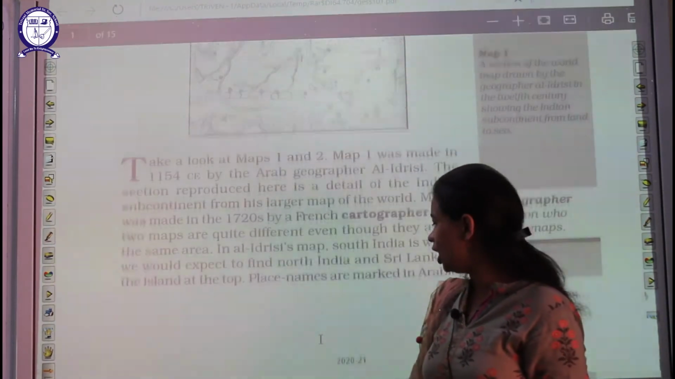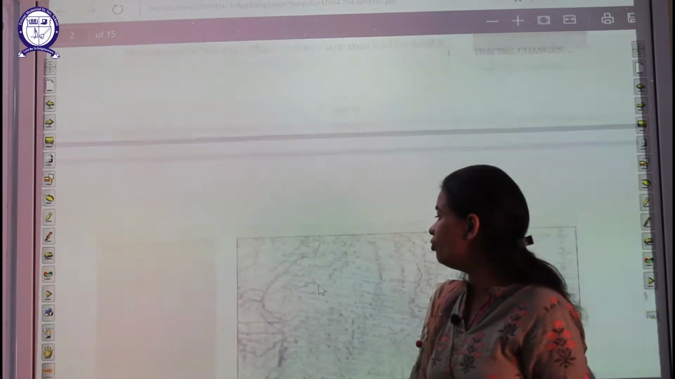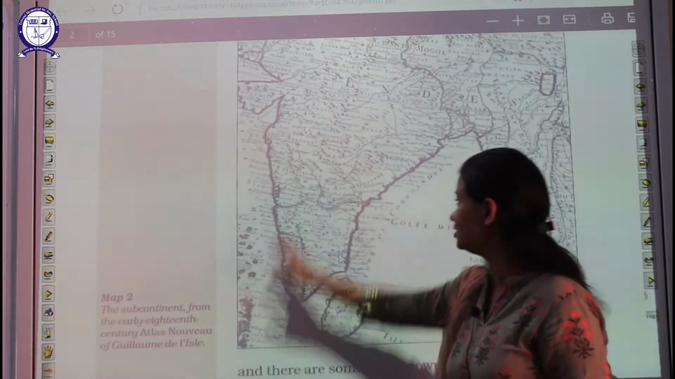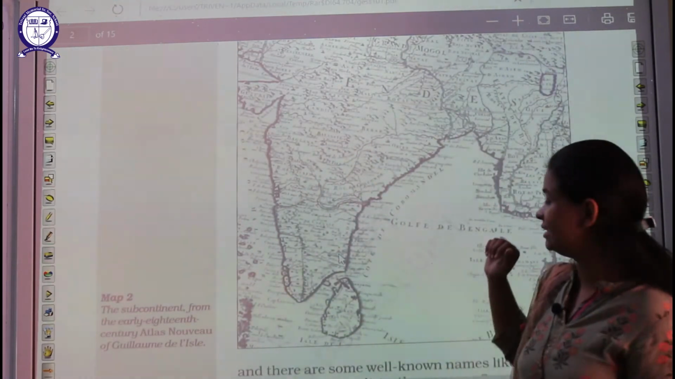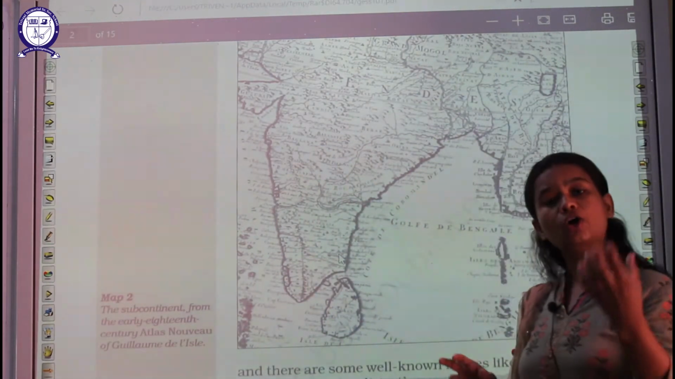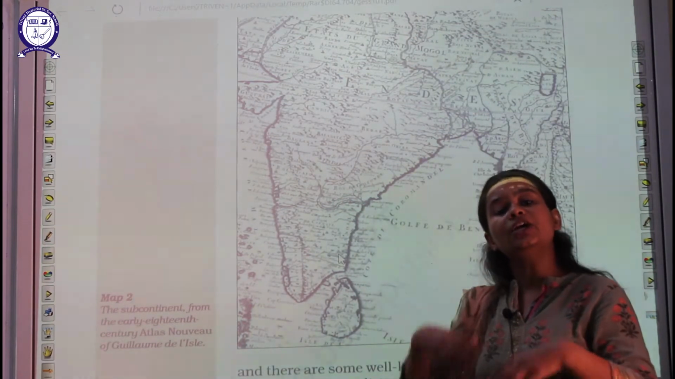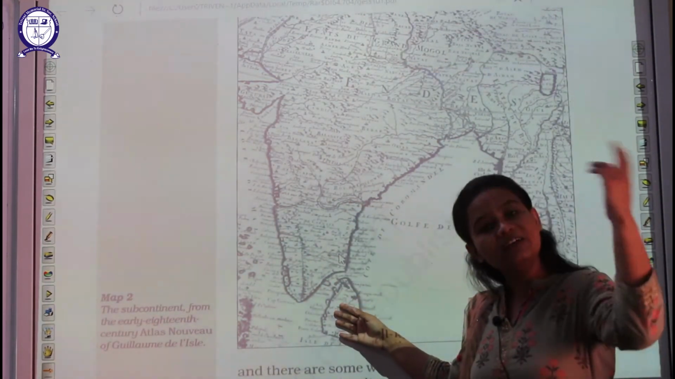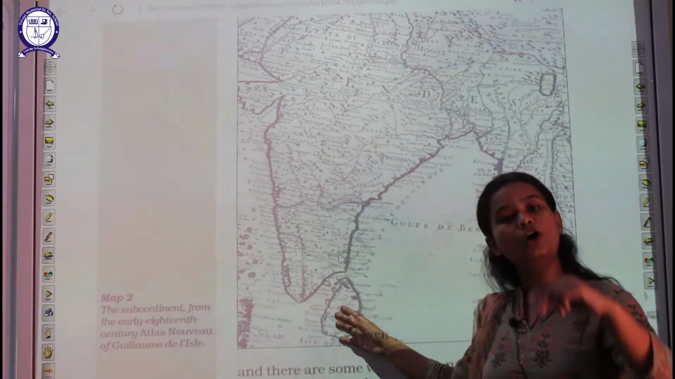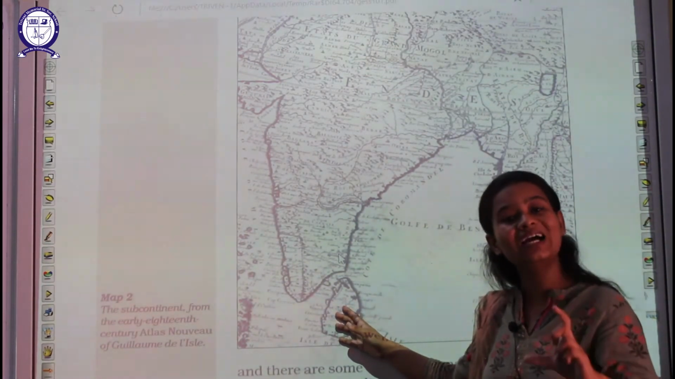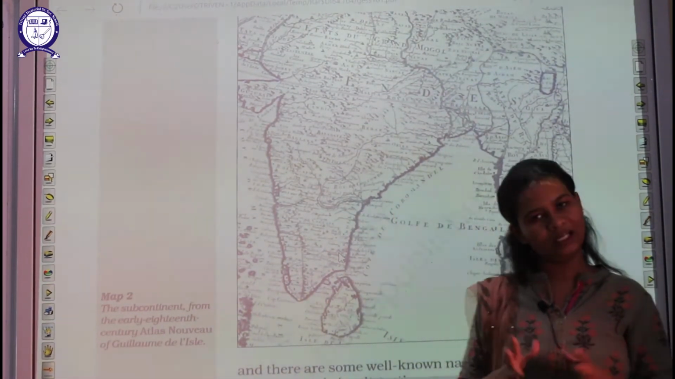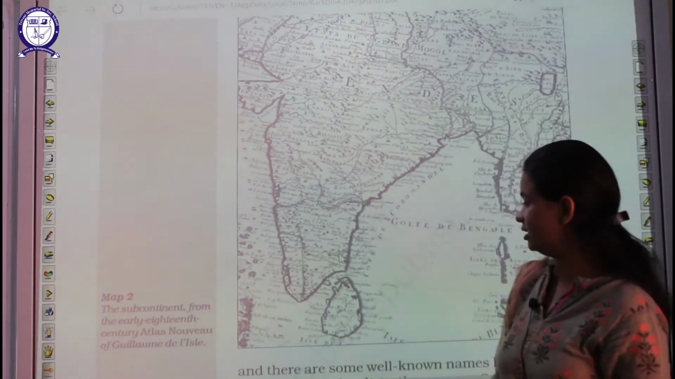Whereas if we talk about today's era, you can see on page number 2, this is the diagram. You can clearly see where South India or southern parts, and especially Sri Lanka, is lying in the south part. But in the first map, South Asia or South India or Sri Lanka is lying in the north part. So both the two maps are totally different from one another.